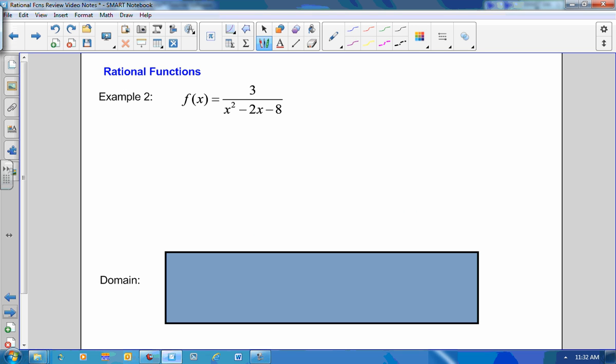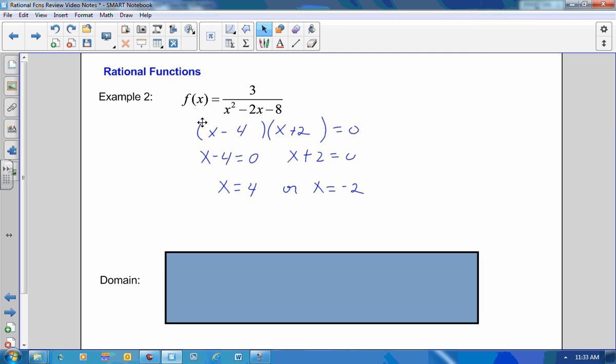Our next example, example 2, notice that we have a quadratic in the denominator. So to find any values of x that will make the denominator equal to 0, I either need to factor it or use the quadratic formula. This looks like it will factor fairly easily into x minus 4 times the quantity x plus 2. And so x minus 4 equals 0, or x plus 2 equals 0, and I get x equals 4, or x equals negative 2. Let's see what the graph of that looks like.